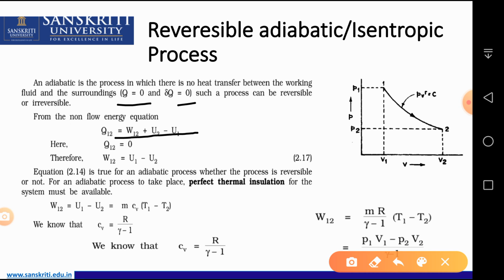So adiabatic process बनाने के लिए हमें क्या करना पड़ेगा, we have to apply the insulation around the cylinder, so heat neither goes outside nor comes in. Okay, so W12 equal to U1 minus U2. हमें इंटरनल एनर्जी का फार्मूला पता है, mCV (T1 minus T2), और CV की वैल्यू क्या है, मेयर का फार्मूला है CP minus CV equal to R, or specific heat ratio, that is gamma equal to Cp divided by Cv.